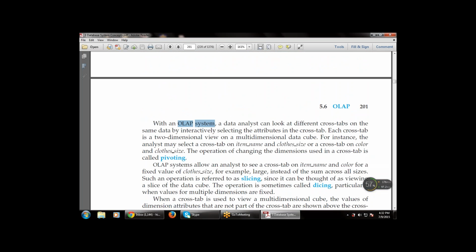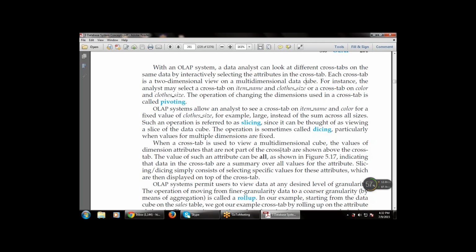With an OLAP system, a data analyst can look at different cross tabs from the same data by interactively selecting the attributes in the cross tab. So whenever we use the OLAP system, it is done by the multi-dimensional data cube. The operation of changing the dimensions used in a cross tab is known as pivoting.